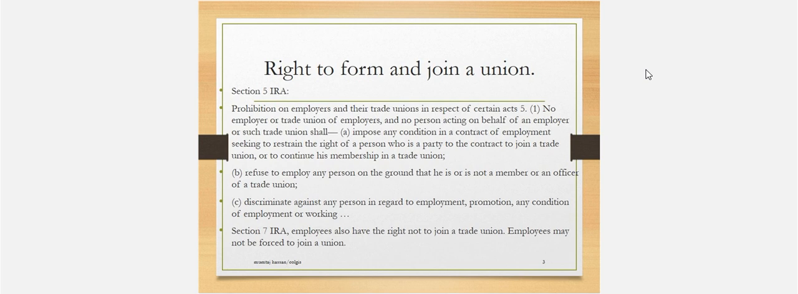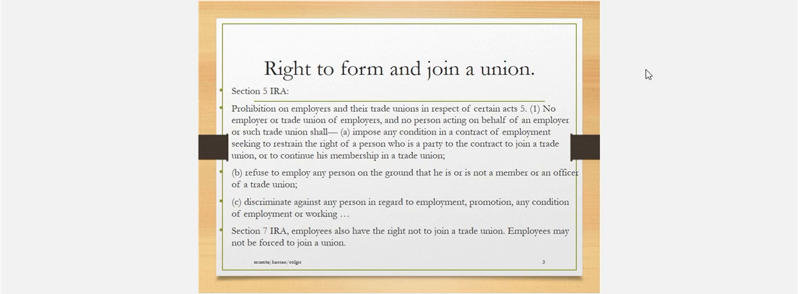You cannot refuse to employ a person on the ground that he's a member or not member of the trade union or maybe as an officer of the trade union, or you cannot also discriminate. That means you cannot be biased to a person who is a member or officer of the trade union in regard to the employment, promotion, or maybe you want to impose any condition of employment or working on that particular member or officer. And then under Section 7, the employee also have right not to be a member of the trade union. So the employees cannot be forced or the workmen cannot be forced to join a union.